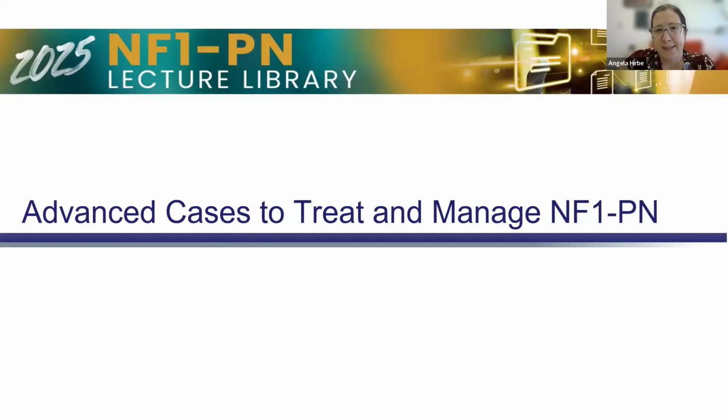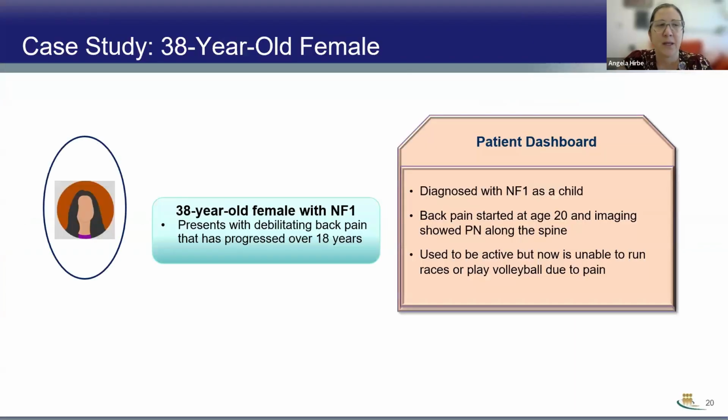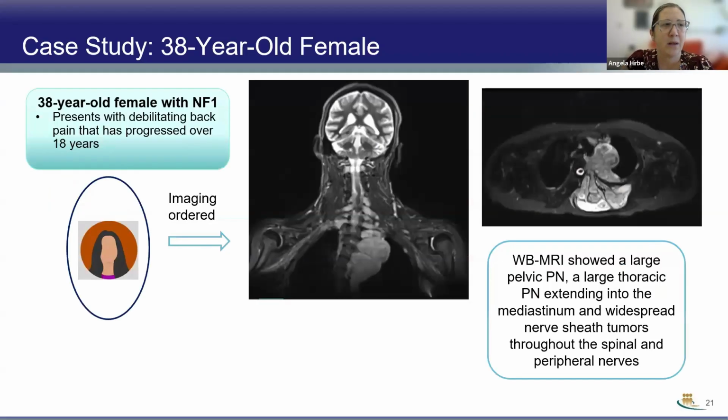So we're going to go through some cases on how to treat and manage NF1 plexiform neurofibromas. We'll start with a 30-year-old female patient with NF1 who presented with pretty debilitating back pain that had progressed over the past 18 years. She was diagnosed with NF1 as a child. The back pain started at age 20, and imaging showed a large plexiform neurofibroma along the spine. She used to be very active, but had now gotten to the point where she was unable to run races or play volleyball due to pain, which were things she very much wanted to do.